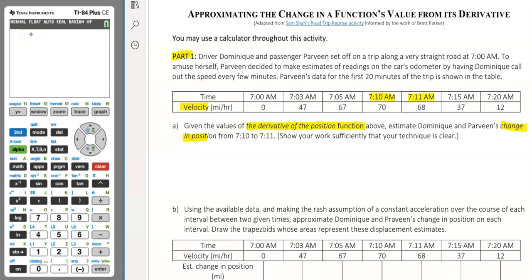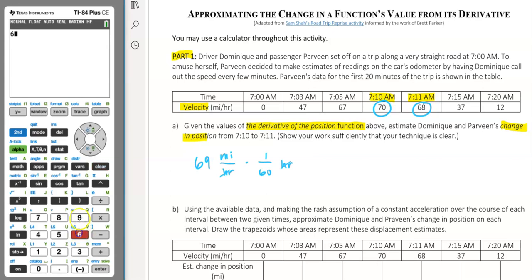Pause the video and do this for yourself. There are a variety of approaches you could have taken to come up with your estimate. You knew that the travelers were going at 70 miles per hour at 7:10 and at 68 miles per hour at 7:11. What you didn't know, of course, is how fast they were moving at every instant in between those two times. One reasonable choice for estimating is to take the average of those two. So let's just assume that they were traveling at 69 miles per hour, and they did that for 1 minute, which is 1/60th of an hour.